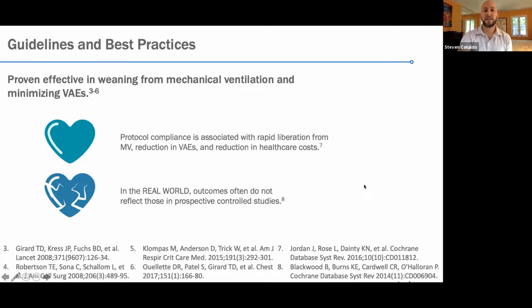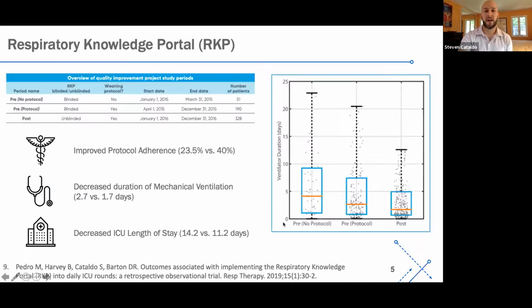So let's continue on and talk about RKP, which is the technology that we're employing in this study. The Respiratory Knowledge Portal is a software technology that connects with a lot of the equipment and monitoring systems within the ICU: the ventilators, vital signs, infusion pumps, and of course we'll look at some data from the medical record as well, connecting directly to the medical record. It helps you combine and compile a bunch of necessary and important information.